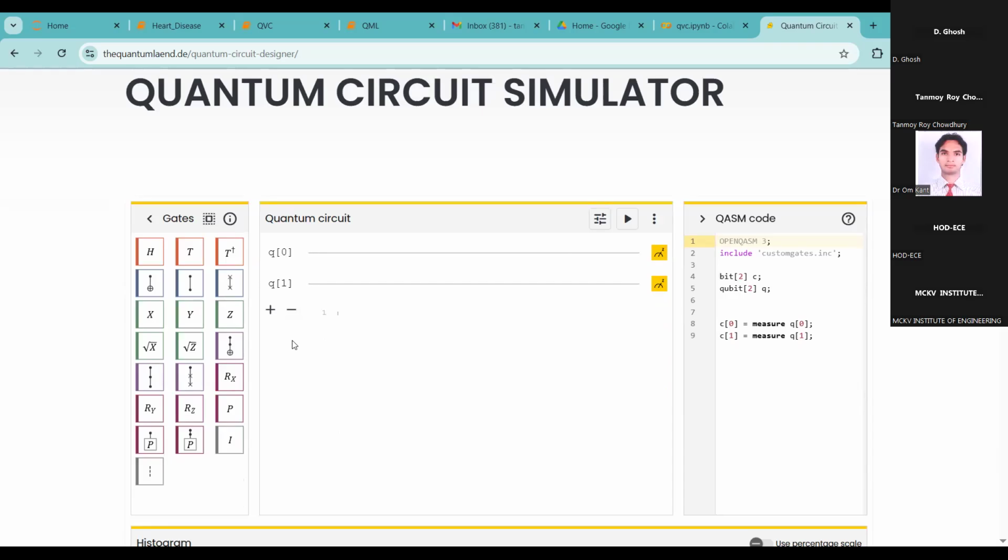Let us say I want to show you something. Let us say I put this Hadamard gate over here. There is a code written over here. And if I want to only measure qubit 1, I have switched it off, and this is qubit 1 that I want to measure.